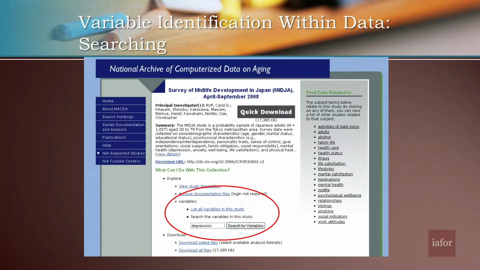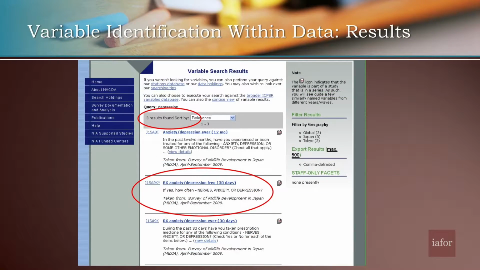You can also search specifically for variables. In this case, you could search for variables within a study. So looking within the Survey of Midlife Development in Japan, MIDJA, which is one study we missed, you can look for depression variables in the Japanese MIDUS. So you would type in depression, or whatever term you were interested in, in the search for variables, and it would pull up the variables that deal with depression within that specific study. In this case, it found 3 results.